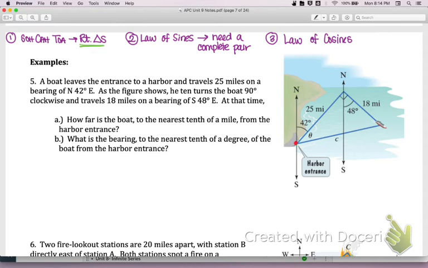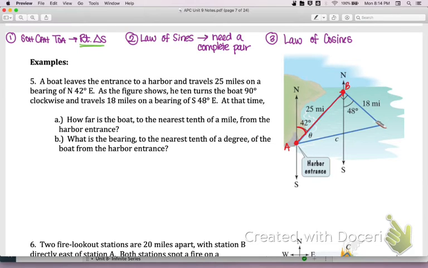So this was our starting position. I'm going to call that A. That was our first spot. So they went north 42 degrees. That's where this line comes from, okay? And they followed this line until they got to this point. Let's call that B.